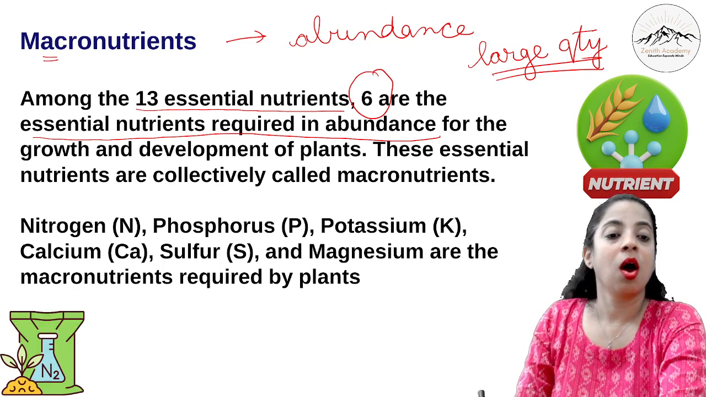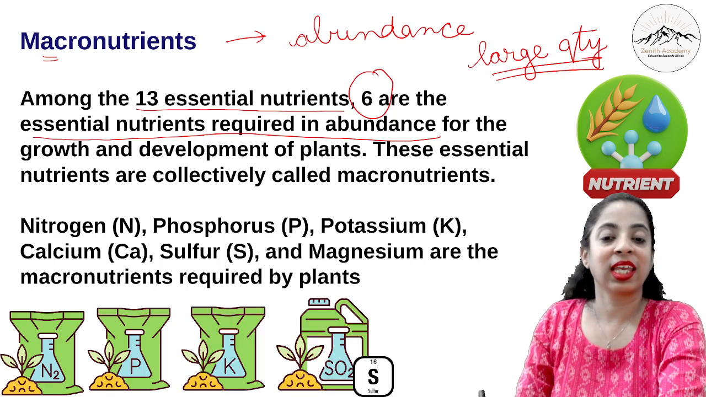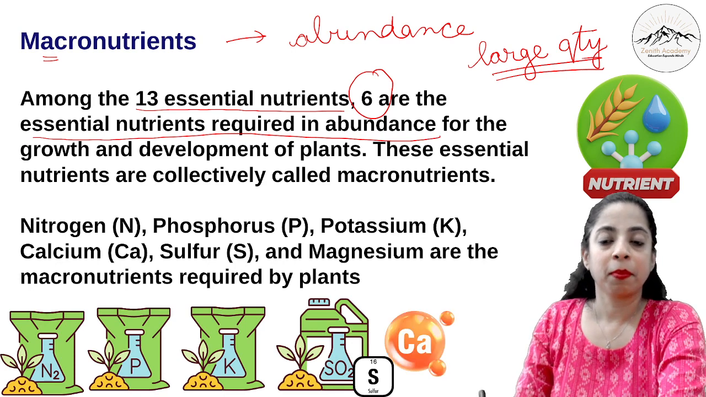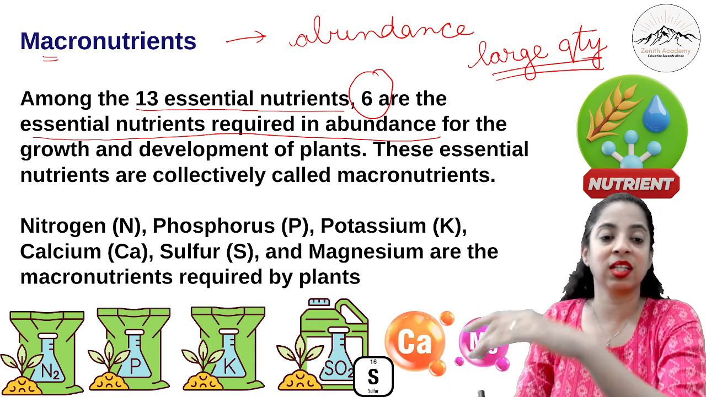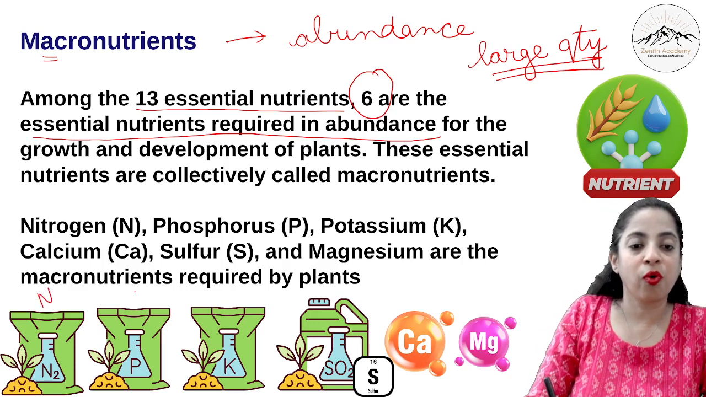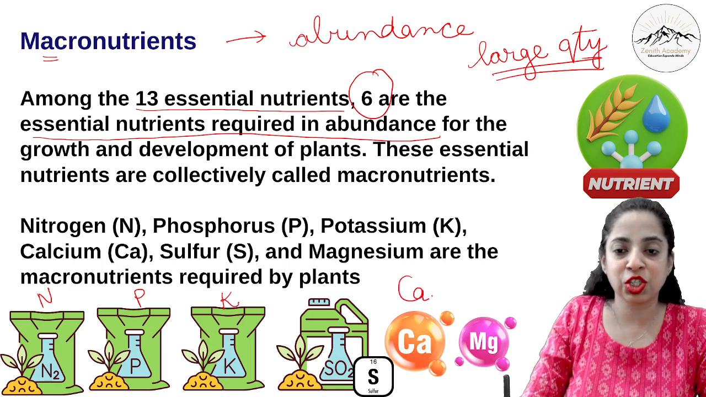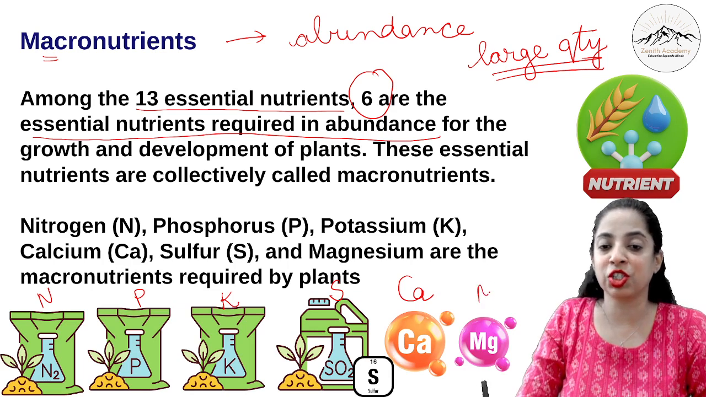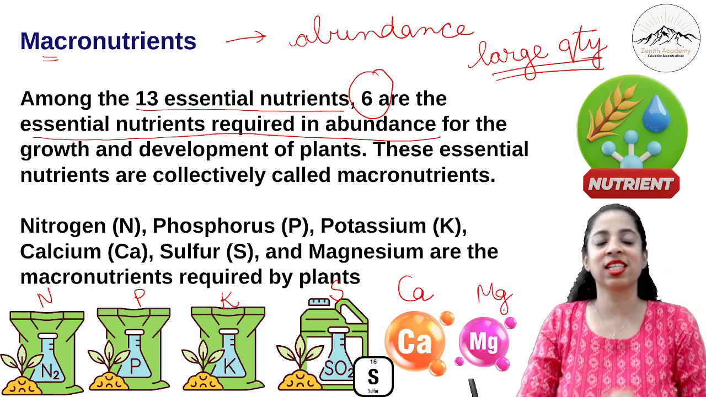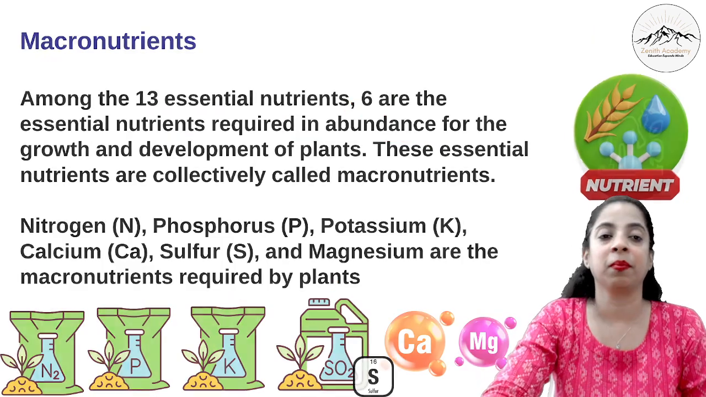Nitrogen, phosphorus, potassium, calcium, sulfur and magnesium. These are the macronutrients. I am repeating: nitrogen, phosphorus, potassium, calcium, sulfur and magnesium. These are the 6 essential nutrients which are required in large quantity.